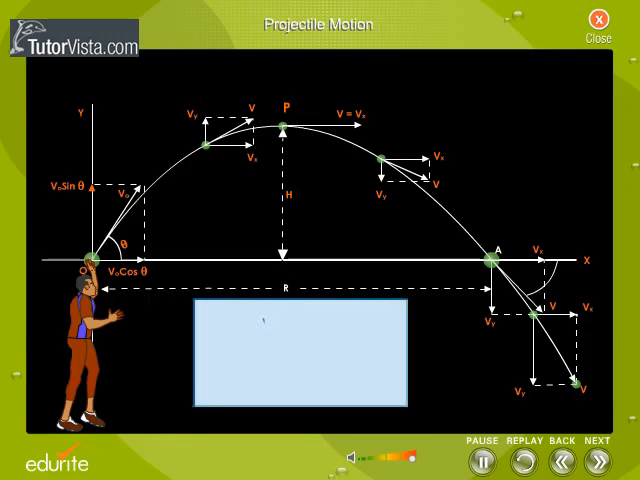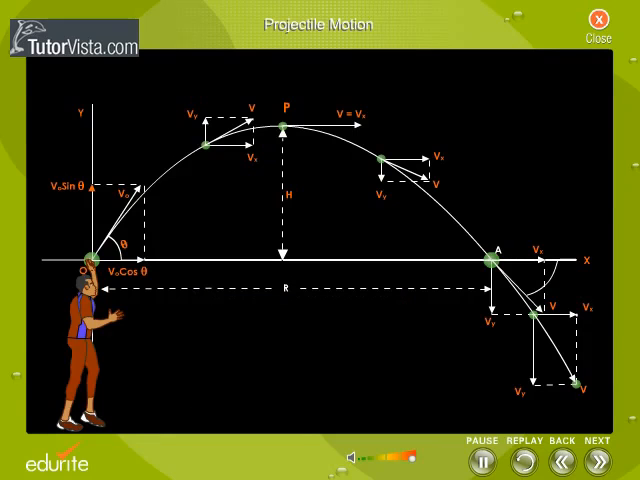The resultant velocity v is equal to vector Vx plus vector Vy. By the parallelogram law of vectors, v is equal to the square root of Vx squared plus Vy squared. V is equal to the square root of (V0 cos theta) whole squared plus (V0 sin theta minus gt) whole squared.